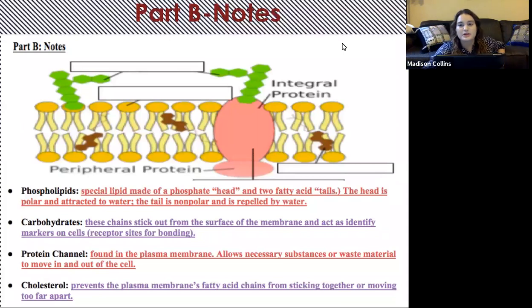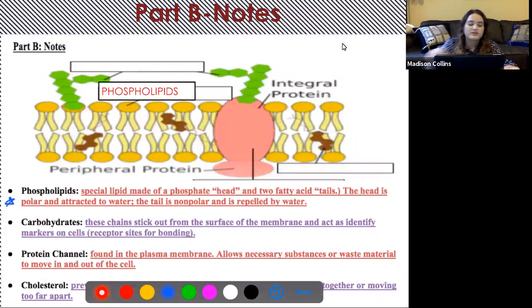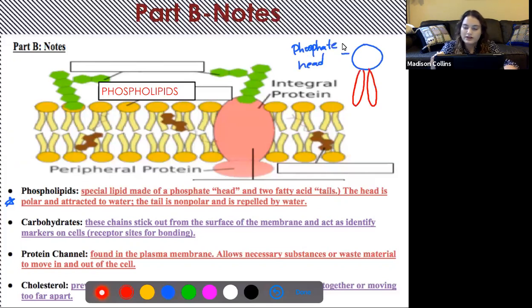The next thing on your notes is a picture of what the cell membrane is made up of. So there are 4 different components that we need to go over today. The very first component that I want you to note is the phospholipid itself. So this is what the bilayer is made up of. And you should write the definition that's pictured right here. So phospholipids are special lipids made up of a phosphate head and 2 fatty acid tails. So the phospholipid ends up looking something like this, where we have this phosphate head and 2 fatty acid tails.